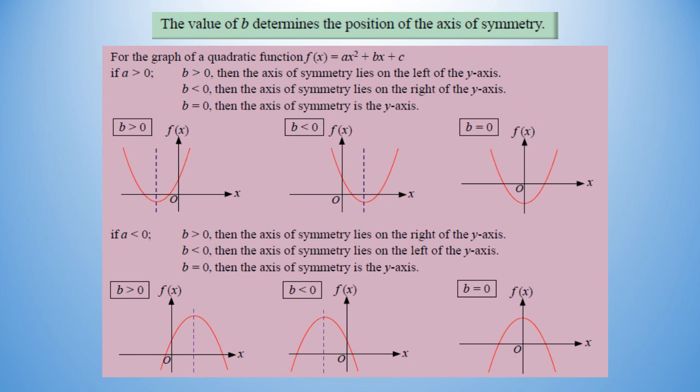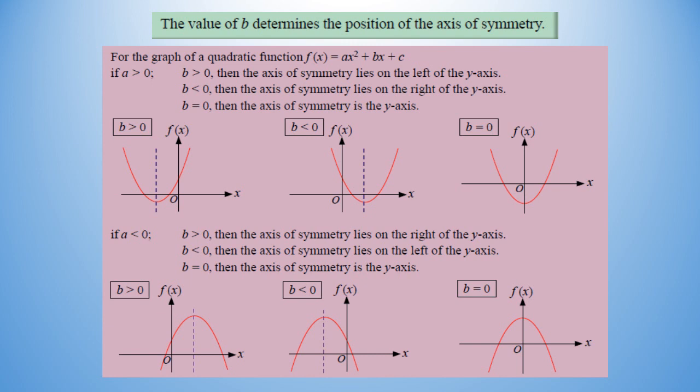Okay, now we look at the value of b. The value of b determines the position of the axis of symmetry. We look at this one. If a is greater than 0, that means it's U shape, okay? If b is greater than 0, the axis of symmetry is on the left of the y-axis. Less than 0, on the right of the y-axis. This one left, this one right. And if b equals 0, the axis of symmetry is on the y-axis. That means the axis of symmetry is in the middle, okay?